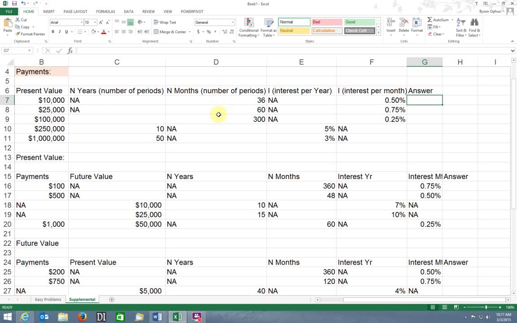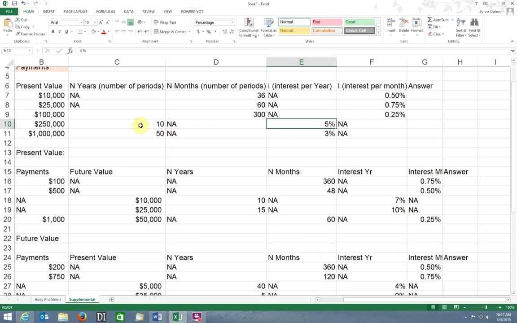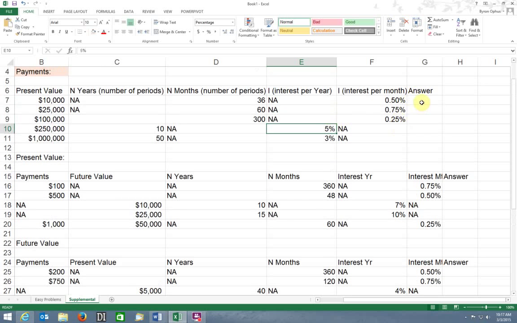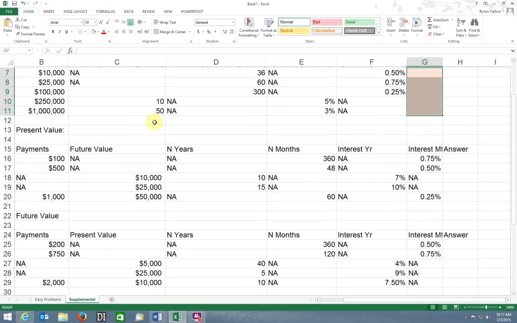I don't have the number of months, and I've got interest per year. So this means that it's annual payments, right? These are annual payments instead of monthly payments. So you don't have to convert this to months, and you don't have to convert this to months, so you just use the actual numbers there again. Okay, and you can just put your answers right in here and highlight those.